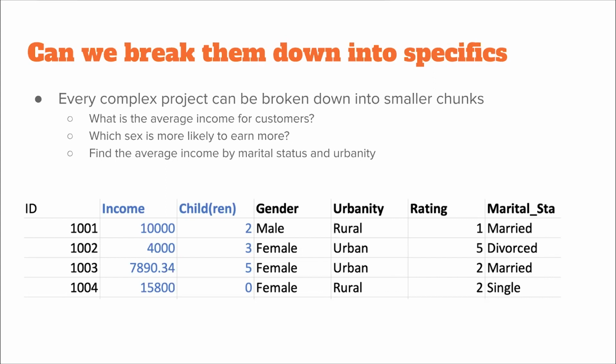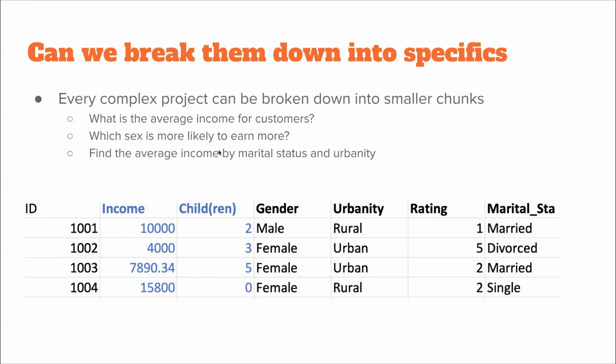One of the things we can break this question down into, based on the data that we have, even though the stakeholder did not give us any particular question, is: what is the average income for the customers? Imagine this is customer data. You can also ask which sex is more likely to earn more. This is a bivariate level of analysis, trying to combine two variables, while the first is a univariate level analysis. We spoke about univariate and bivariate in previous videos. You could go watch what they mean.